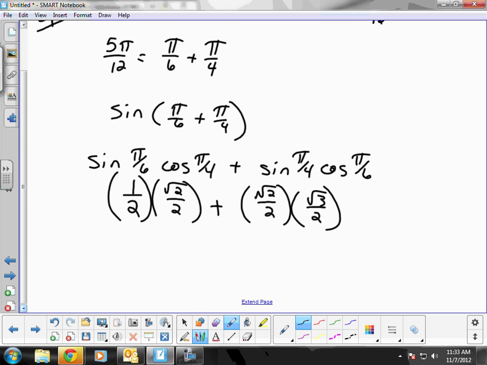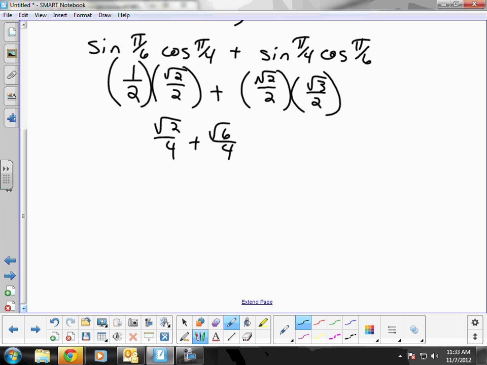So if I multiply these together, I get the square root of 2 over 4. And here I get the square root of 6 over 4, because remember, if I'm multiplying things, I can multiply the stuff under the radicals together. And in the back of the book and on the test, the answer choices are going to look like this, where they put it together as just one fraction. They're going to write it as the square root of 2 plus the square root of 6 over the square root of 4.